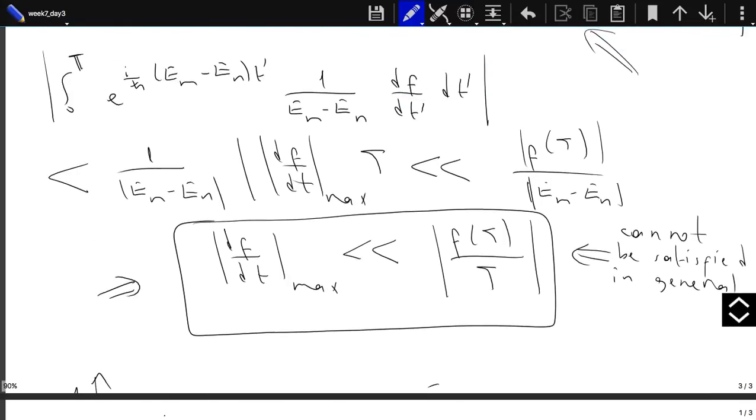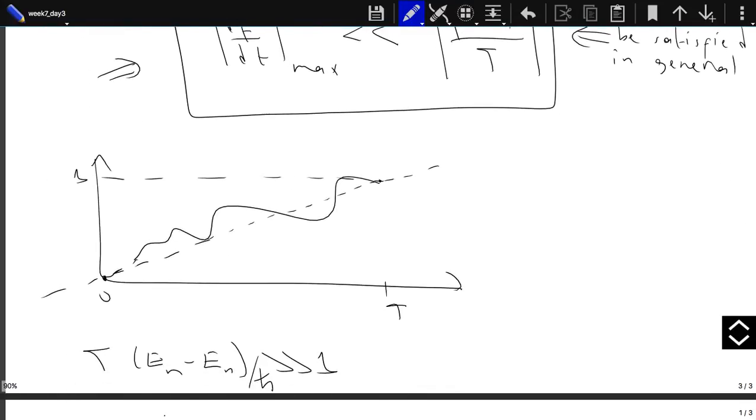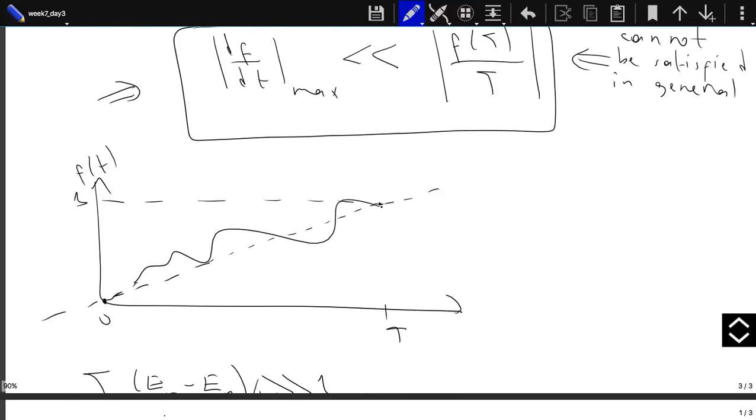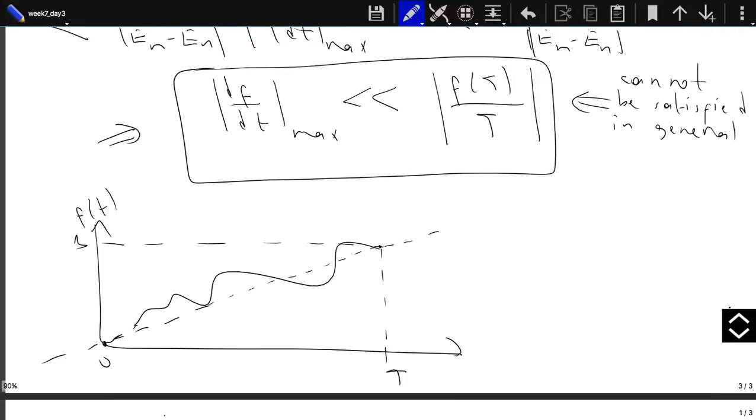What I'm saying is, let's say f is a function something like this. And this condition tells me that the maximum of the derivative of f should be much less than the value of f at the time t, which is 1 divided by t. Okay, this is the condition that we want.